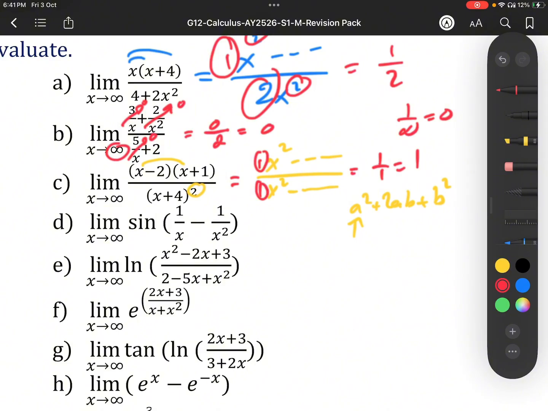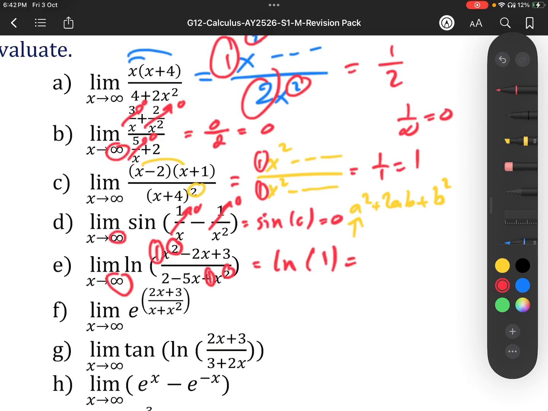D, when x goes to infinity, this is 0 and this is 0. So the result is sine of 0 minus 0, which is 0. Sine 0 is 0. Next, ln, as x goes to infinity, the degree here is 2, the degree here is 2. So 1 divided by 1 is 1. Ln 1 is 0.